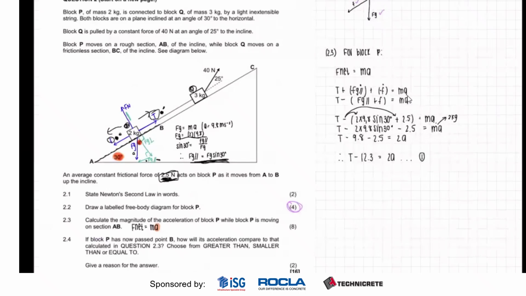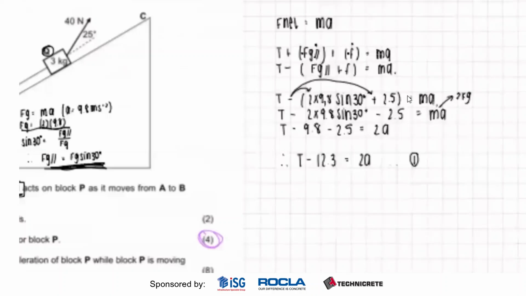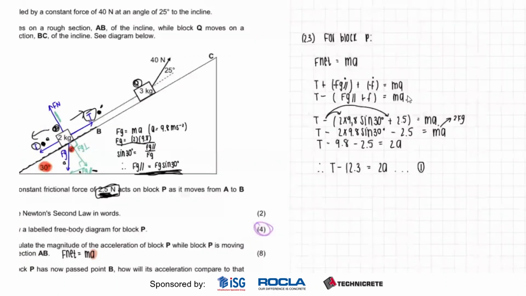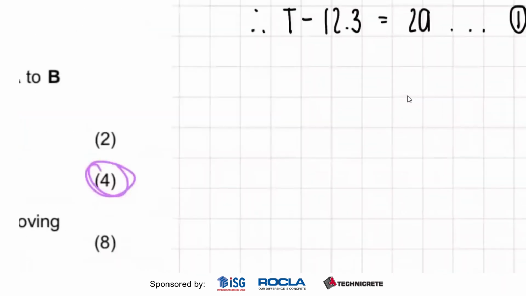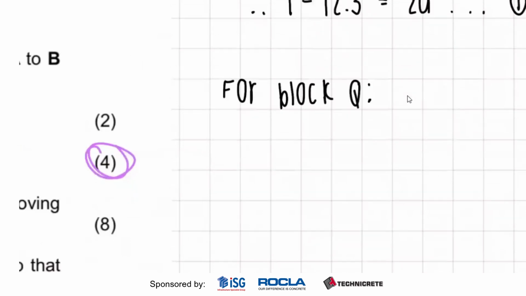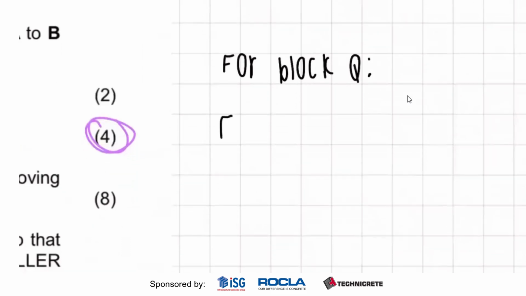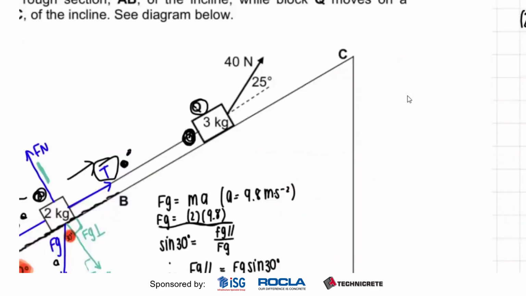Now we are going to move on and use block Q to hopefully work out what the tension is, because tension is also acting on block Q. Okay. Now we're going to start for block Q. We are going to use the same equation at the beginning, which was F net equals MA.